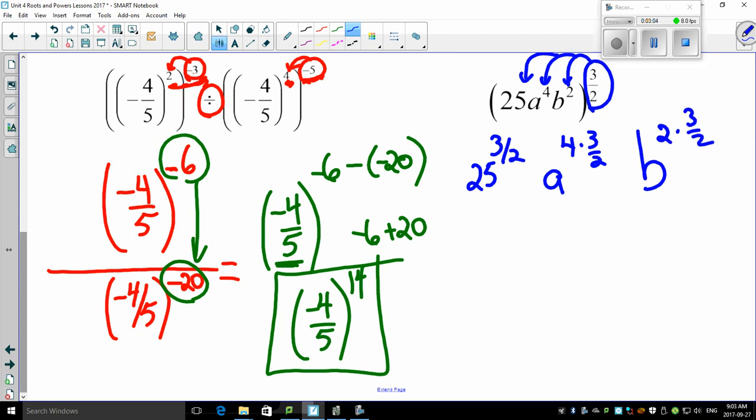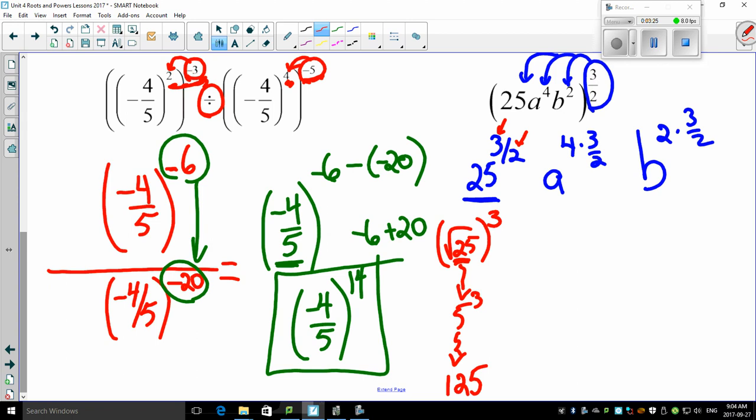Well, you know what? Let's deal with this guy first. We know that flower power tells you that this is the power, that's the root. So this is the square root of 25 to the power of 3. The square root of 25 is 5. To the power of 3, 5 times 5 times 5 is 125.